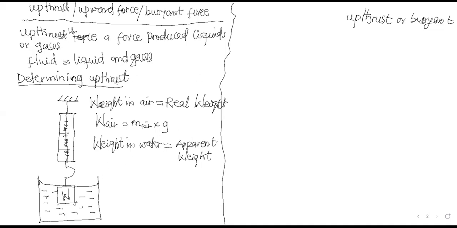The observation is that the weight of the object in water or in fluid will be less than the weight of the object in air. So weight in air is greater than the weight in liquid. Can somebody tell us why this observation? Why is the weight of the object in water less than its weight in air? Any idea?